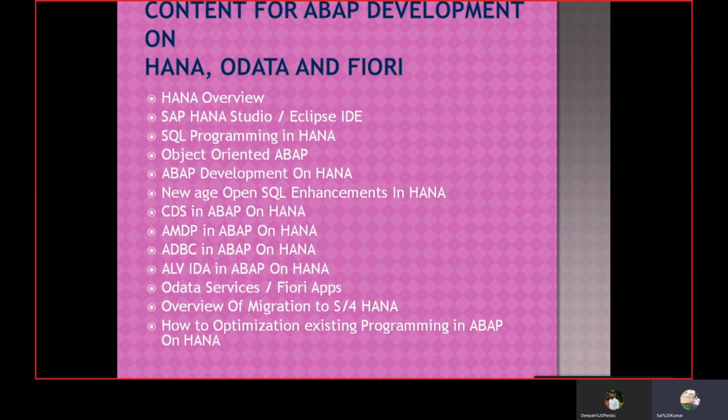Now next we are going to discuss an overview of migration to S4 HANA, because previously we were using ECC 6.0. Now the present trend is S4 HANA. In the next couple of years, by 2025, there will be no ECC systems. The entire SAP system is converting to S4 HANA, so at that time we have to learn about migration to S4 HANA. I'm going to show you the steps and all those things. Now next we are going to discuss how to optimize existing programs in ABAP on HANA, like enhancement. No worry, I'm going to show you.